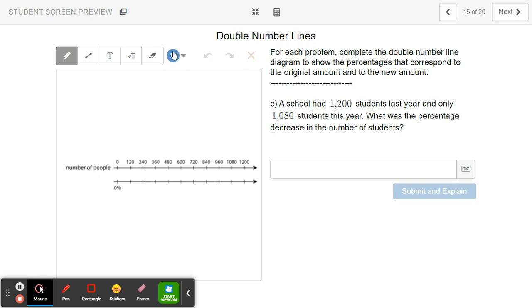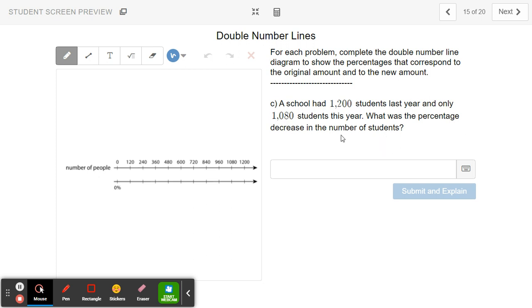Okay, so again, we have a double number line. I like to just look at the number lines first to kind of see what's going on. I know the number of people is on top and the percents are on the bottom. Now, in this case, they don't have the percents really listed, just the 0. So I already know that I'm going to have to figure that out. So let's see here. It says a school had 1,200 students last year and only 1,080 students this year. What was the percent decrease in the number of students?